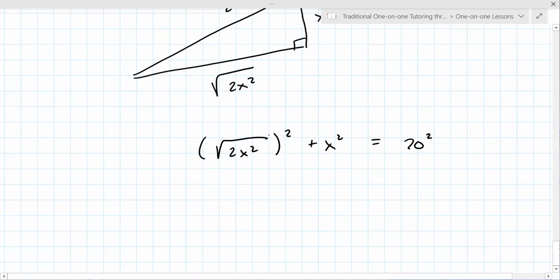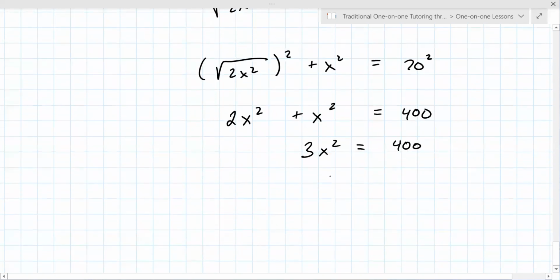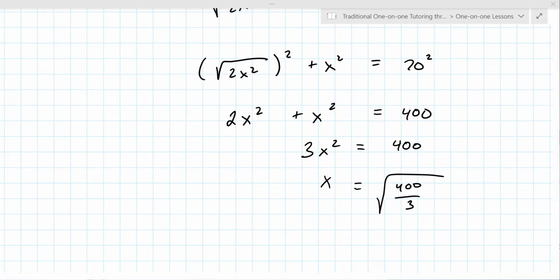So on the left here, the square undoes the square root. Mhm. And so you have 3x squared equals 400. X squared equals, or X, maybe we'll just go to X. X equals the square root of 400 over 3. 11.5 is my final answer.